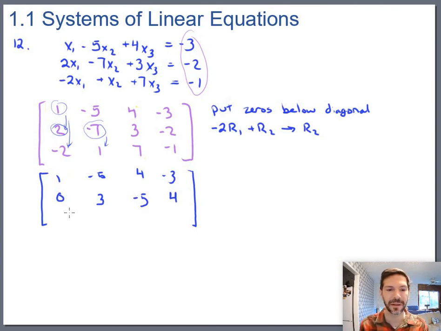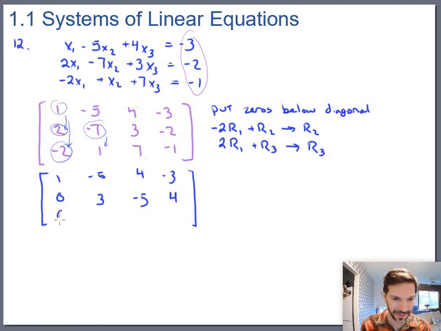Let's do the same thing with clearing out this third spot right here. This time I want to add 2 of row 1 plus row 3 to become the new row 3. And if you need to write some of this out, that's fine. I'm kind of doing a lot of this in my head. But let's keep going. So 2 times 1 is 2. Added to negative 2 is 0. That was the whole point. 2 times negative 5 is negative 10. Added to positive 1 would be negative 9. Next, 2 times 4 is 8. Plus 7 is 15. 2 times negative 3 is negative 6. Added to negative 1 is negative 7. Okay, so I got zeros below the diagonal, at least in the first column.